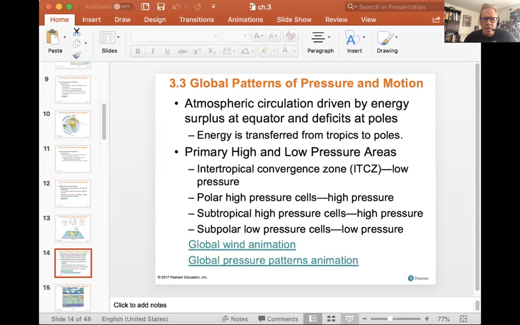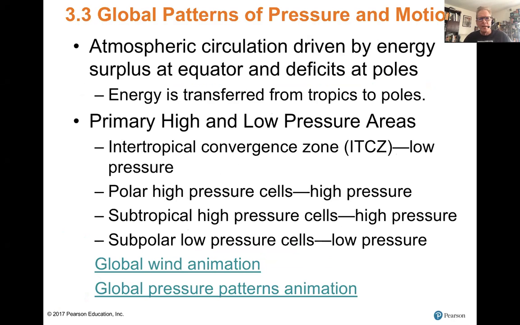Okay, we want to continue on and look at global pressure systems. Now, remember, the wind is caused by differences in air pressure, so it's important to know where these different pressure systems are. So let's go over to share screen. Okay, all right. So there's some primary high and some primary low pressure areas.